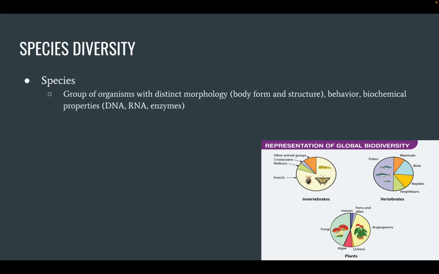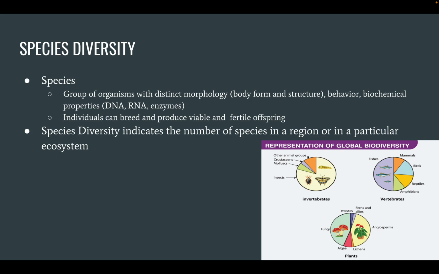A species is a group of organisms with distinct morphology, body form and structure, behavior, biochemical properties such as RNA and DNA, and enzymes their body produces. Individuals can breed and produce viable and fertile offspring. Species diversity indicates the number of species in a region, in a particular area or in a particular ecosystem.